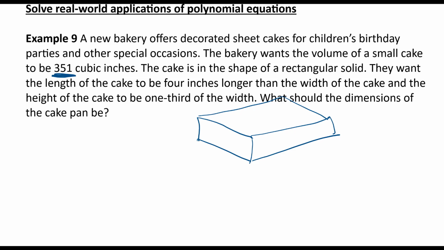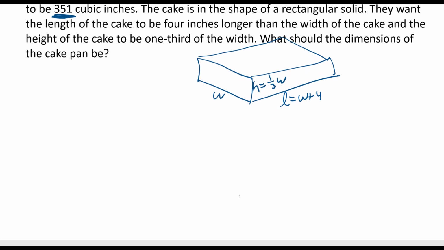They want the length of the cake to be 4 inches longer than the width. So length equals width plus 4. I'll go ahead and call this width. And the height to be 1/3 of the width. So here's our height equals 1/3 of width. What should the dimensions of the cake pan be? Okay, so let's do a little bit of math.